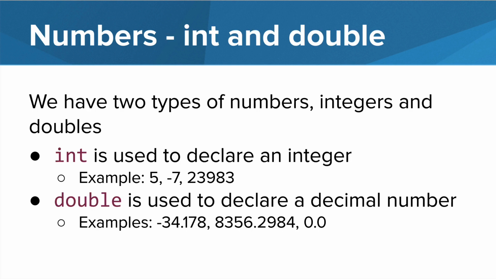C++ has two different common number types, integer and double. As mentioned earlier, an integer is a whole number and the negative counterparts to that, but it does not contain a decimal. In contrast, a double is used to declare a value with a decimal number.